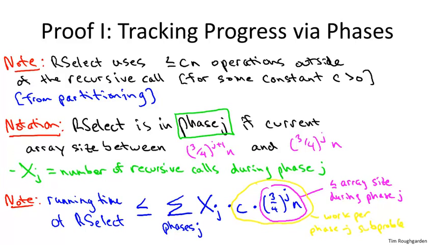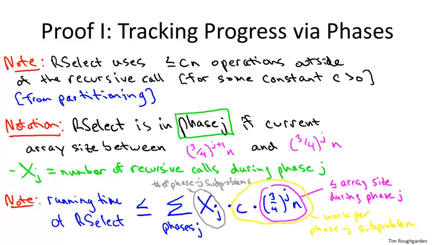How much work do we do in phase j overall? Well, we just take the work per subproblem, that's what's circled in yellow, and we multiply it times the number of such subproblems we have. And of course, we don't want to forget any of our subproblems, so we make sure we sum over all of the phases j to ensure that at every point we count the work done in each of the subproblems. Okay, so that's the upshot of this slide.